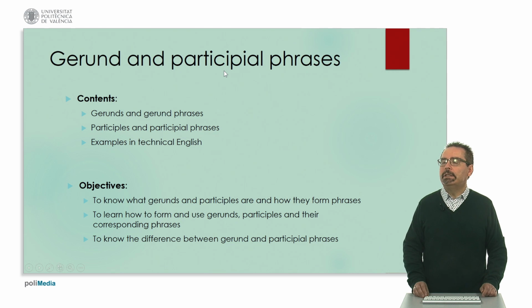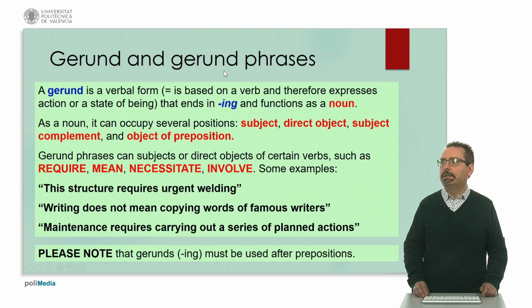The objectives are to know what gerunds and participles are and how they form phrases together. Also to learn how to form and use gerunds, participles, and their corresponding phrases. And also it is very important to know the difference between gerund and participial phrases. We will start with gerunds and gerund phrases.